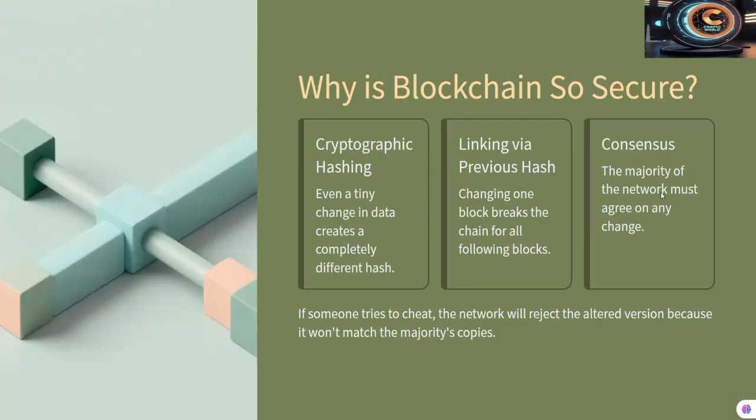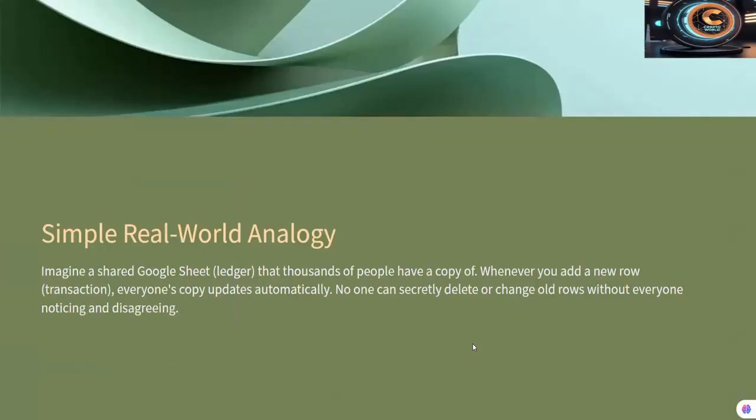Consensus: the majority of the network must agree on any change. If any change is made, the majority should agree for consensus to be reached. If someone tries to cheat, the network will reject the altered version because it won't match the majority's copies. If someone wanted to cheat in this transaction of any data, the network will reject an altered version because it won't match the majority's copies.